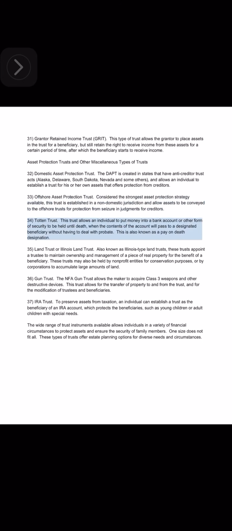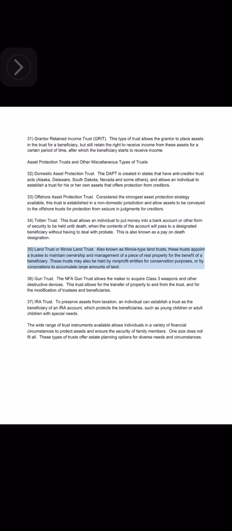34. Totten Trust. This trust allows an individual to put money into a bank account or other form of security to be held until death, when the contents of the account will pass to a designated beneficiary without having to deal with probate. This is also known as a pay-on-death designation.